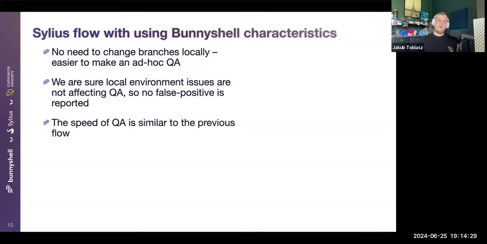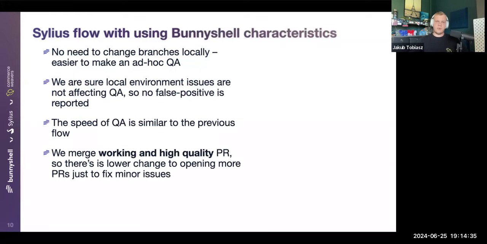So I mean the flow where we merge directly to the branch before the QA. We merge working and high quality PR, so there's a lower chance of opening more PRs. There's no need to open more PRs just to fix minor issues we didn't detect before.